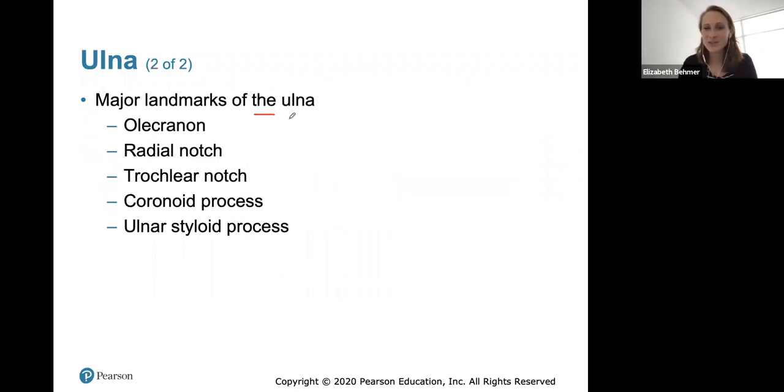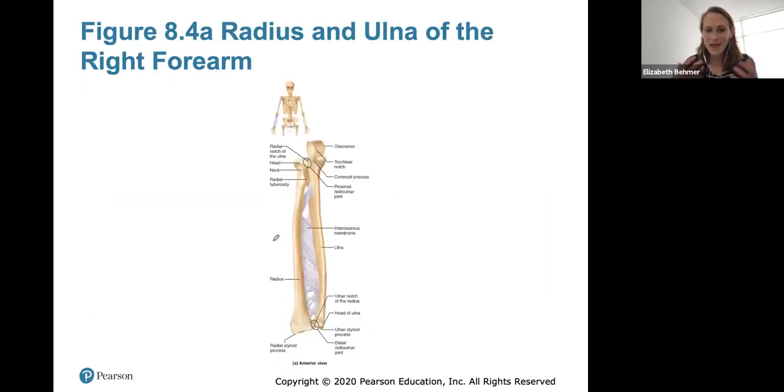These are the major landmarks of the ulna, which you should be familiar with for lab. And these are listing the landmarks of the ulna. So the olecranon process is the part that sticks up from the ulna.